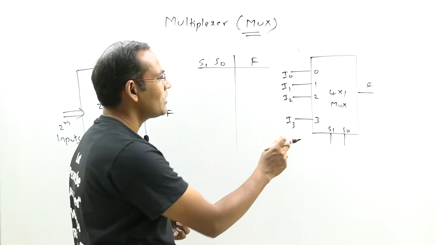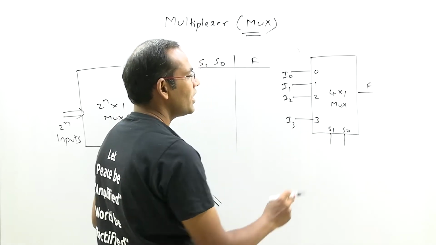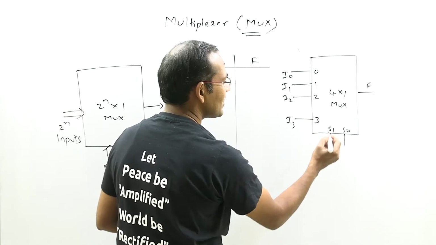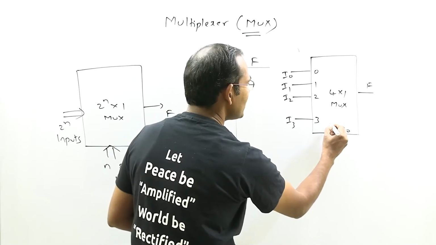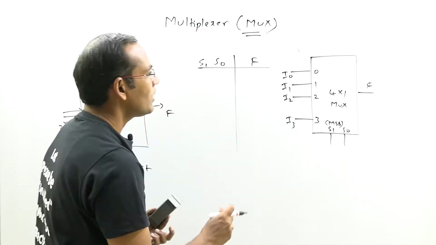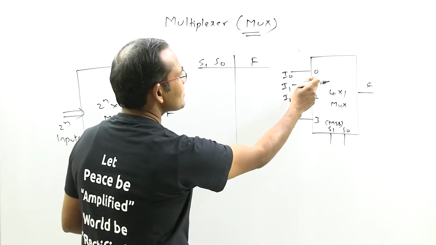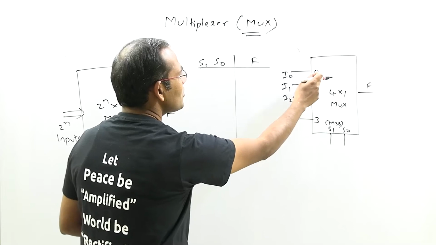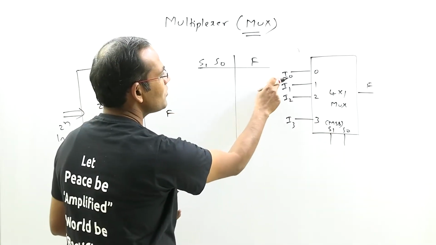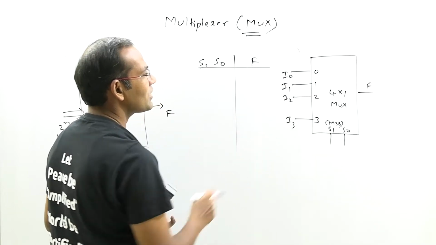Suppose let us take a 4x1 MUX. It will have two selection terminals, S1, S0. S means selection. S1 is the MSB terminal, most significant bit. The inputs are numbered starting from 0. So here 4 inputs, that's why 0, 1, 2, 3. I means input: input 0, input 1, input 2, input 3.